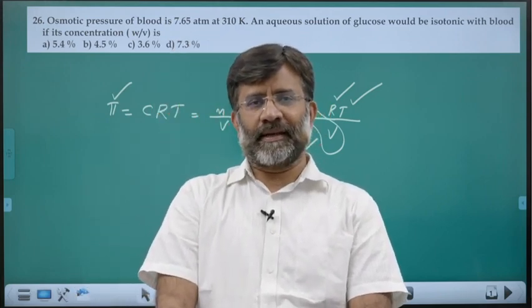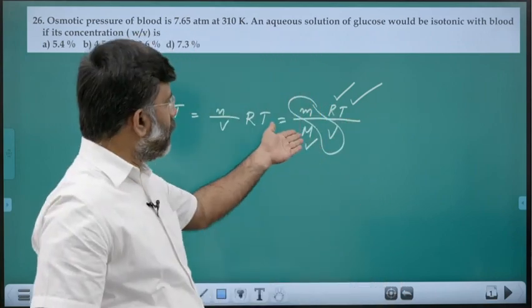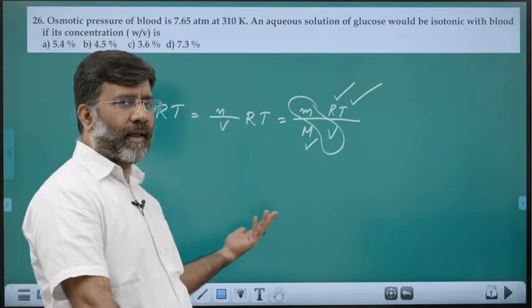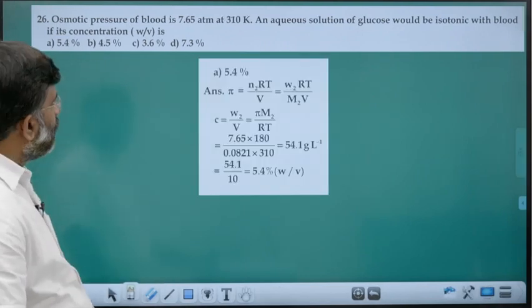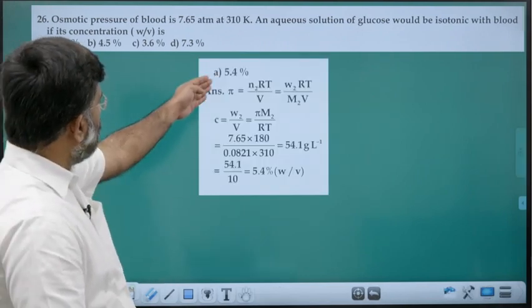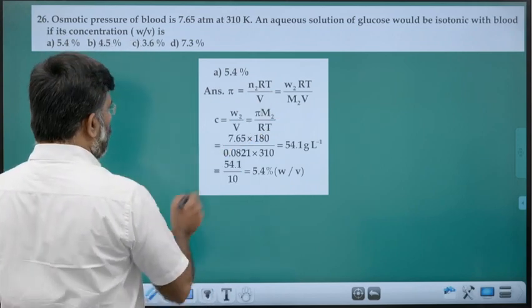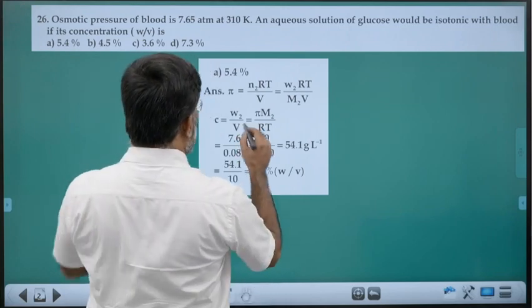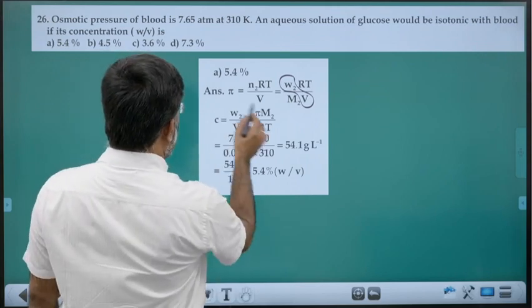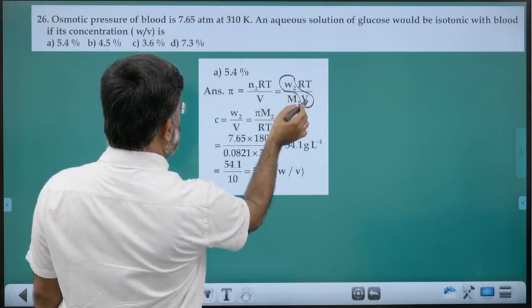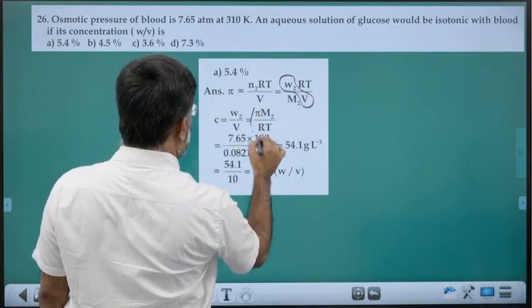And that needs to be taken as a percentage. So here, if the volume is in liters, convert it into 100 ml. That's all. So how can we do that? Pi is equal to nRT by V, wRT by MV. This is what we want. So that will be equal to pi into M by RT.